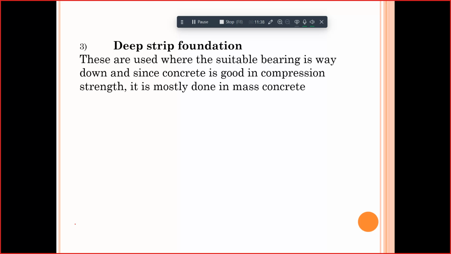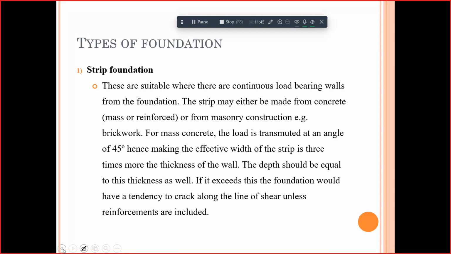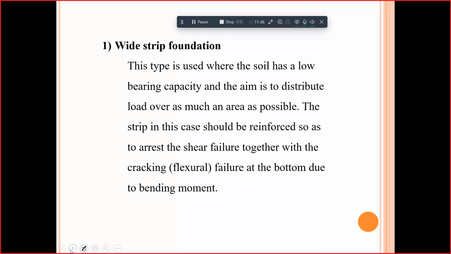We have learned about types of foundations. We have had strip foundation. Okay, thank you. That's the end of my lesson. I may give you an assignment: go and check on the procedures of laying a strip foundation, from the excavation part to laying of concrete. We will discuss it in our next class. Thank you.